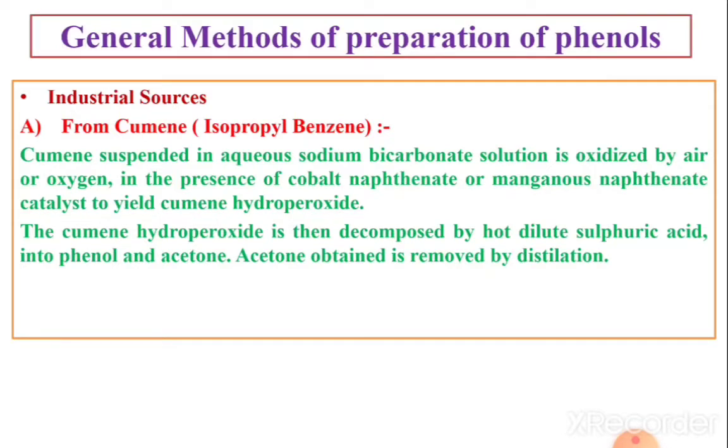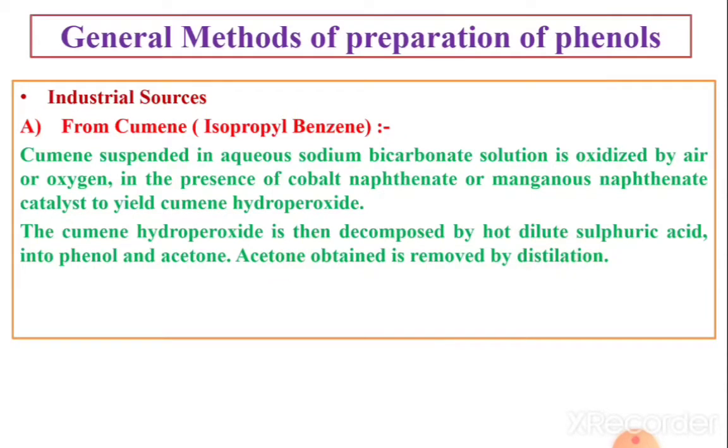Cumene is also called isopropyl benzene. Here, the cumene is suspended in aqueous sodium bicarbonate solution and is oxidized by air or oxygen in the presence of cobalt naphthenate or manganese naphthenate. It acts as a catalyst to yield cumene hydroperoxide. In the next step, the cumene hydroperoxide is decomposed by hot dilute sulfuric acid, and we get phenol and acetone, and this acetone is removed by distillation.